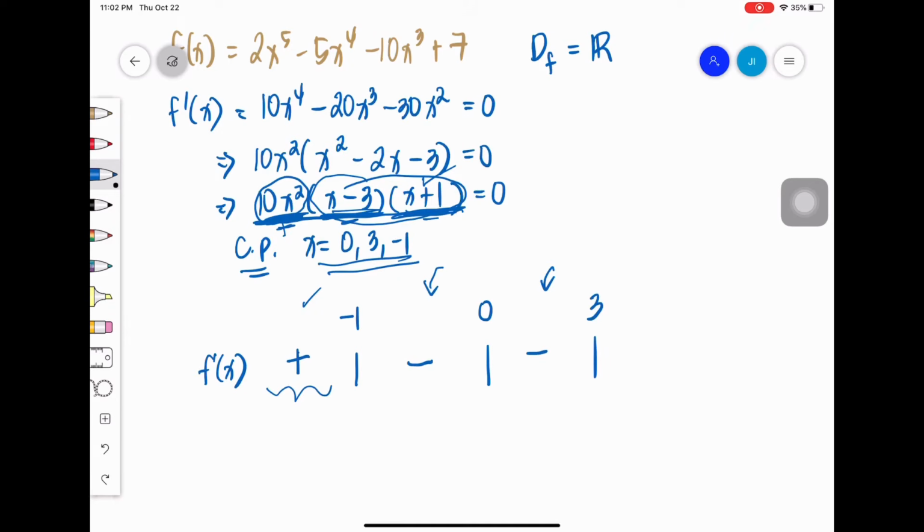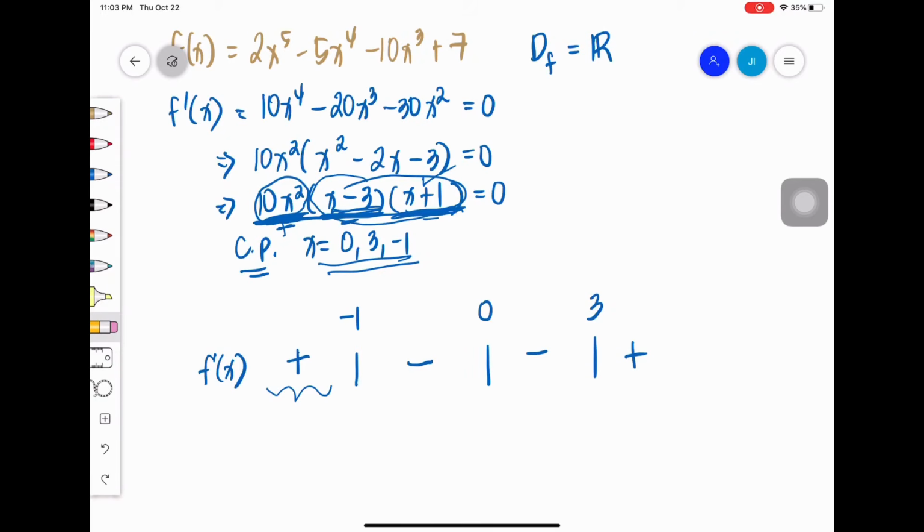Lastly, let's obtain a number from the right of 3, say 4. If we plug in 4 in these factors, we'll have positive for the first one and positive for the second one as well. That means after 3, the sign of the derivative is positive. Do you follow?